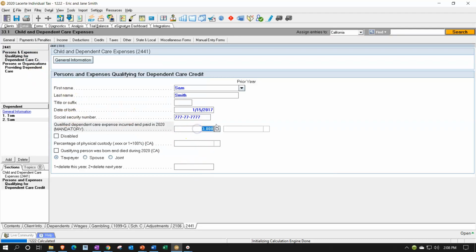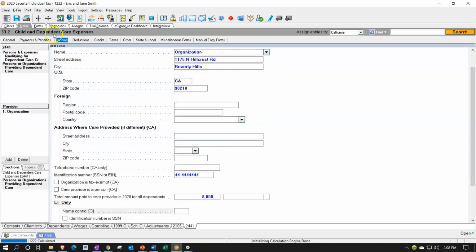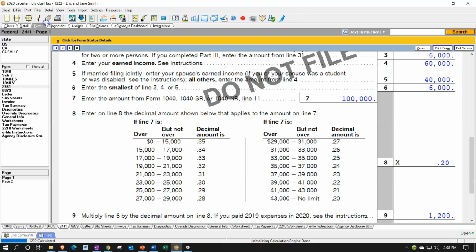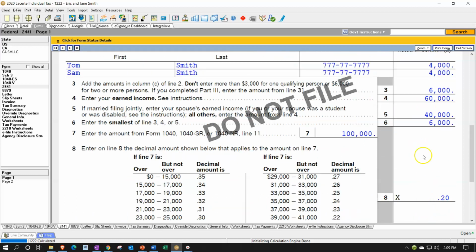So if I said we paid 4,000 for each of them, Sam and Tom, 4,000, 4,000. And that means we paid 8,000 to the institution now, going back on over. Then they capped us at the 6,000 still. So we end up with the same place because they capped us at the 6,000. Even if we add another dependent, they'll cap us there.